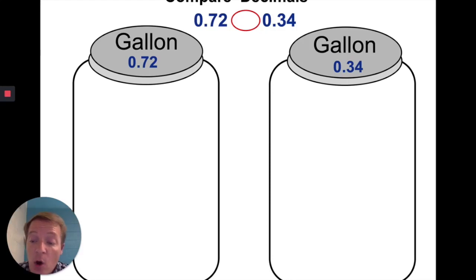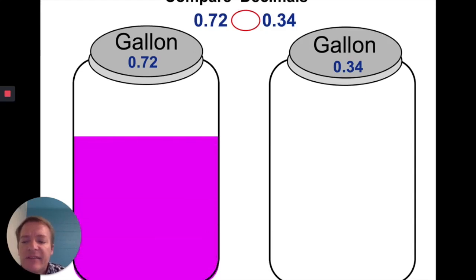Based on what I know, the 7 is a bigger number than 3, but I'm still going to fill those numbers in just to kind of compare. That is 72 hundredths of a gallon. That is 34 hundredths. Which one is bigger? 72 hundredths is bigger than 34 hundredths. So the alligator is going to face that direction and eat that number.